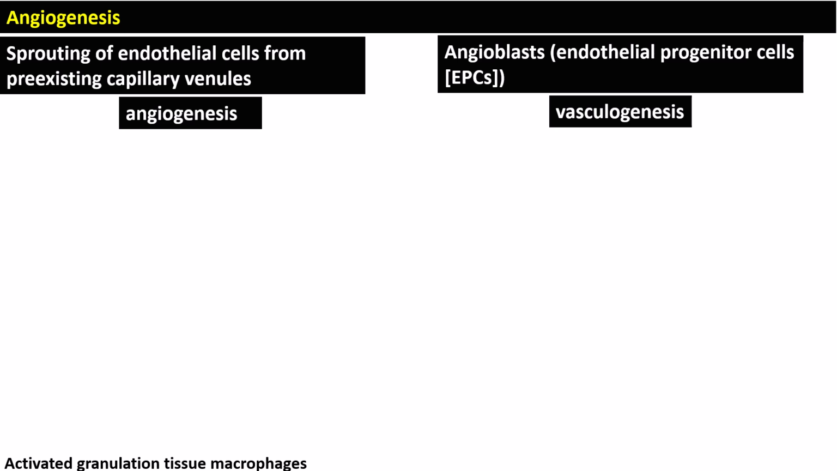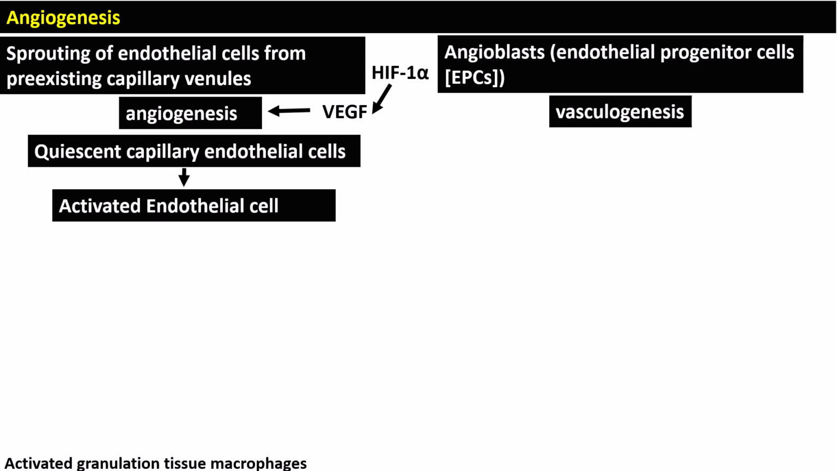Infrequently, vasculogenesis de novo occurs, and it is due to the effect of endothelial progenitor cells. Here, it is termed as vasculogenesis, and this vasculogenesis is more common in development. So hypoxia inducible factor alpha is one that is released, and it causes the release of VEGF, vascular endothelial growth factor, that is responsible for angiogenesis.